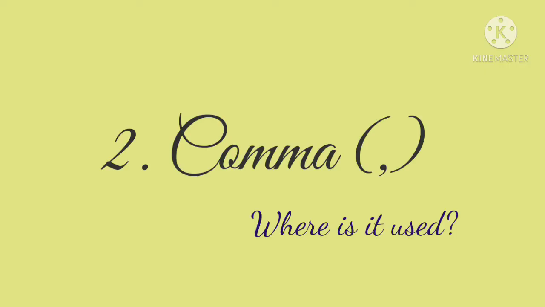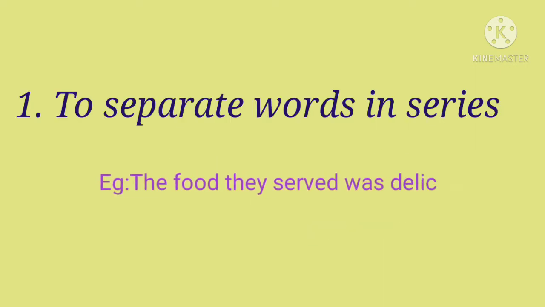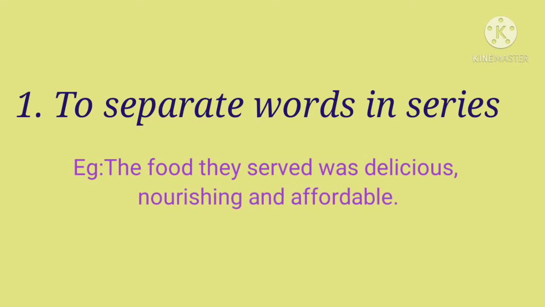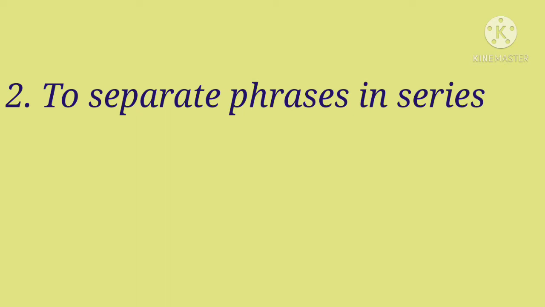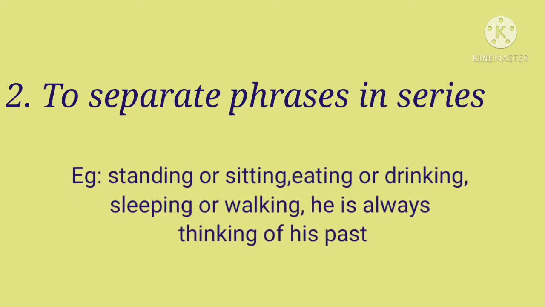Now we'll move to the second punctuation mark, that is comma. Comma is used to separate words in series. For example, the food they served was delicious, nourishing, and affordable. Second, it is used to separate phrases in series. For example, standing or sitting, eating or drinking, sleeping or walking, he is always thinking of his past.